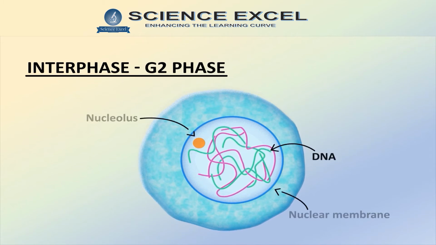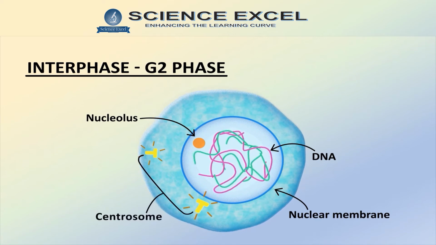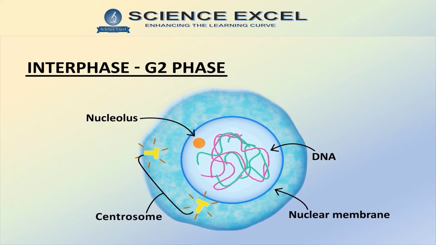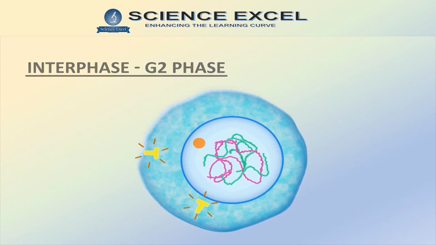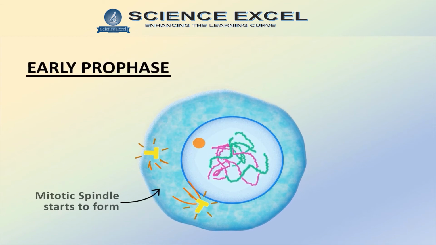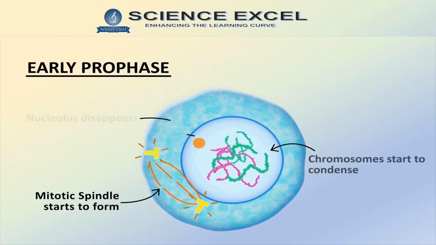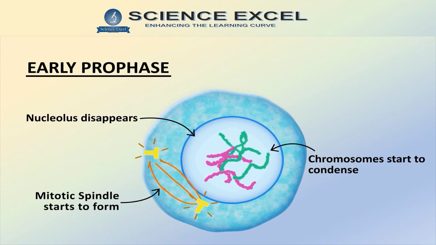This cell is in interphase, the late G2 phase. The centrosomes get duplicated in this stage and the chromosomes in the nucleus each consist of two connected copies called sister chromatids. In early prophase, the mitotic spindle or spindle fiber begins to form and the nucleolus disappears. The chromosomes start to condense, making them easier to pull apart later on.